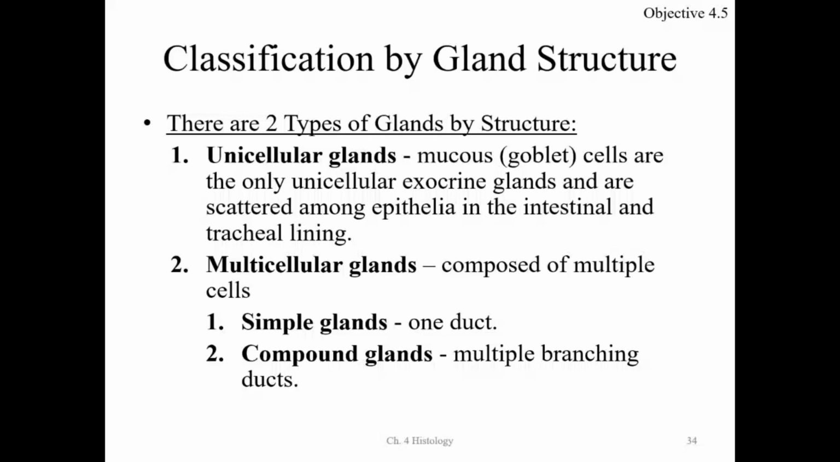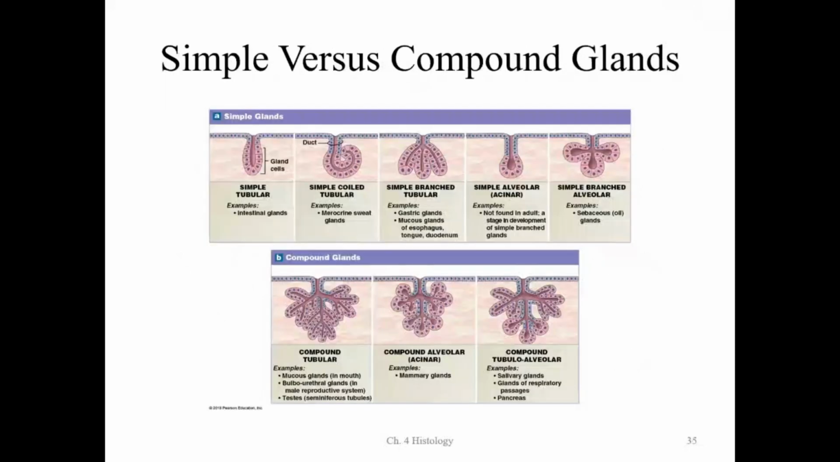Multicellular glands have more than one cell. They can be simple if they have one duct, and they can be compound if they have multiple branching ducts. So this means they must be exocrine. Okay? So simple glands have one duct, and compound glands have branching ducts. Okay?